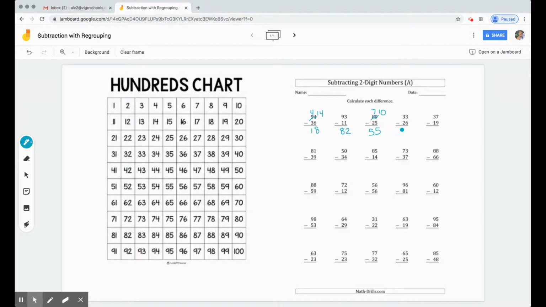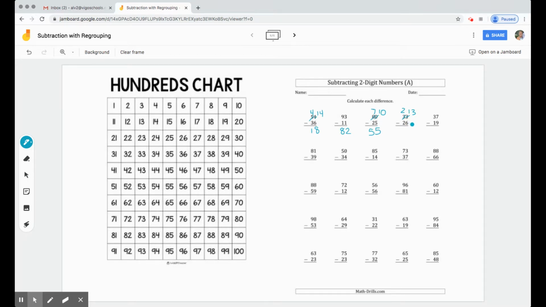Let's look at 33 minus 26. 3 minus 6 I cannot do because 3 is a smaller number. So I'm going to have to jump over to that tens place. I'm going to borrow from the 3, which will become a 2. I'm taking 1 away. I'm going to carry that 1 over to the 3 in the ones place, making my 3 a 13. 13 minus 6.